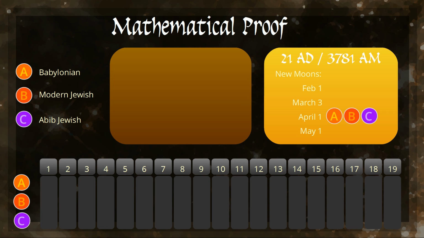First, take the year 21 AD, which is 3781 AM, the Jewish year. The new moon phases occurred on February 1st, March 3rd, April 1st, and May 1st that year. We'll consider the calendars in the following order: the Babylonian calendar, the modern Jewish calendar, and the Jewish calendar based on barley ripeness. We have discovered that the Babylonians started their year on the first new moon after the spring equinox. Since March 25 is the equinox in the Julian calendar, the first month after would start on April 1st.